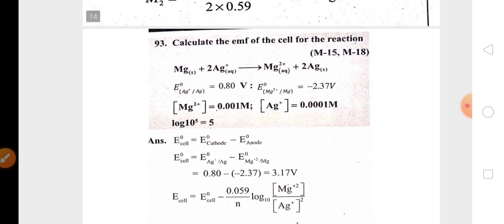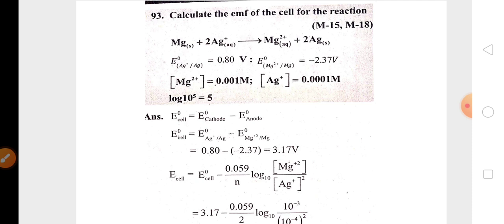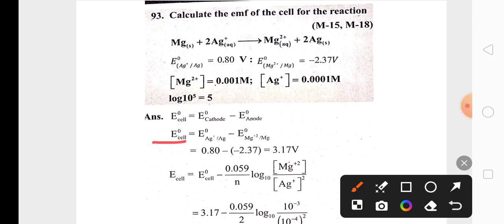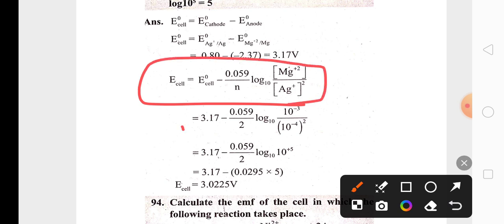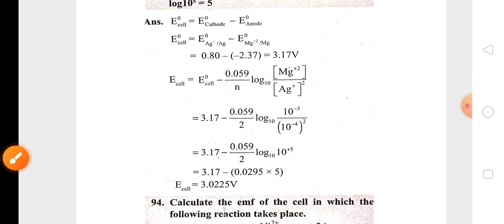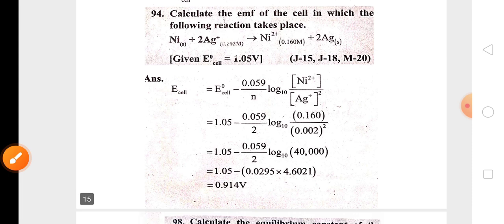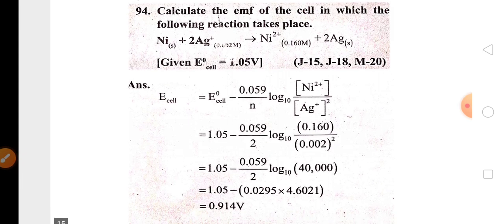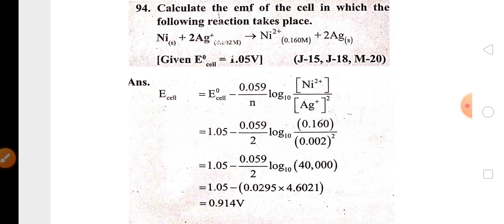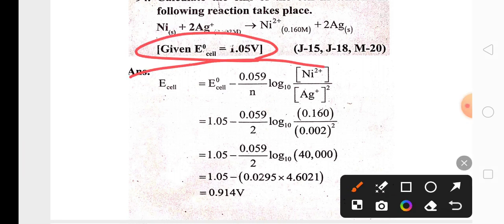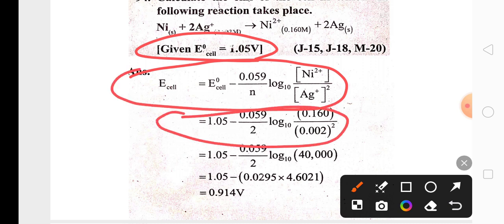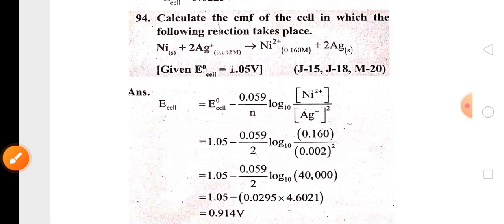Then we have some questions from the electrochemistry chapter on the Nernst equation. First, from the given data you need to find E naught of a cell. Then use the Nernst equation formula, substitute the values and find the EMF of the cell. One more related question from the Nernst equation. In this question, E naught of a cell is directly given. Just write the formula, substitute the values and find the electrode potential or EMF of the cell.